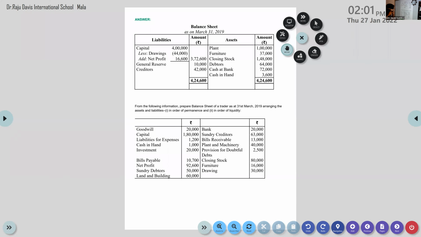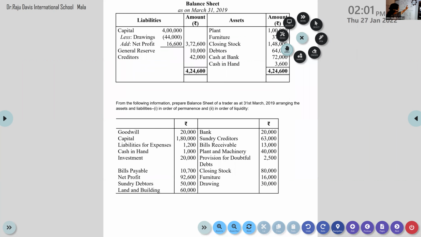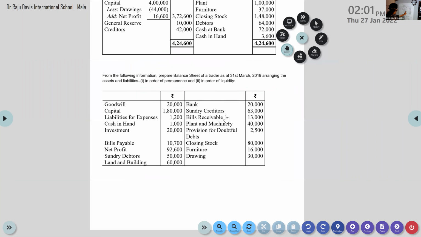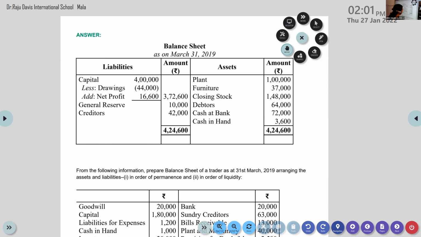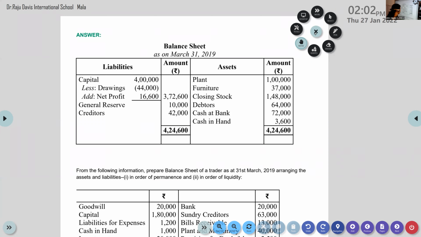Balance sheet total 4,24,600. One of you tell me, look at the screen, look at my answer and tell me in which order is it prepared? My balance sheet, which is this order of preparation? Ma'am, in order of liquidity. Sorry? It is permanence. It is not liquidity. My answer is order of permanence.